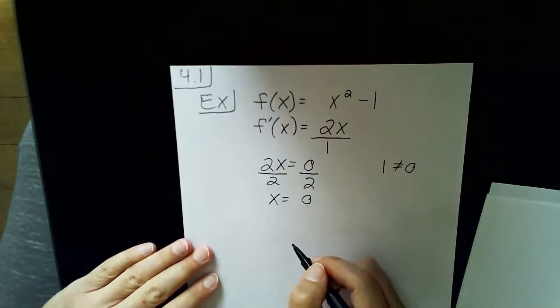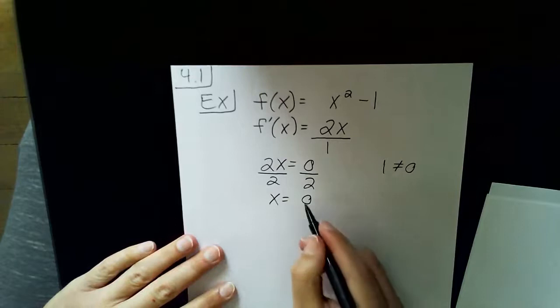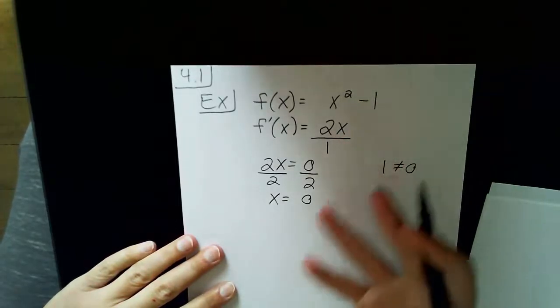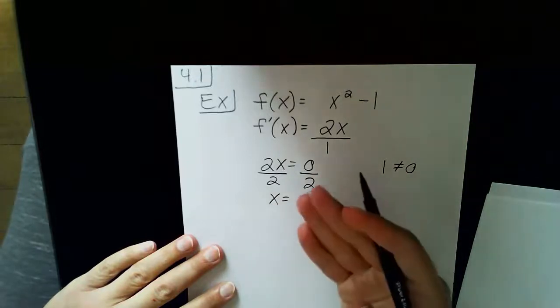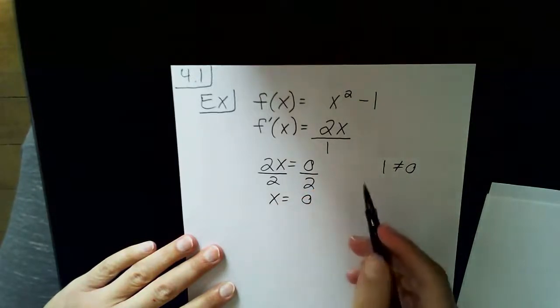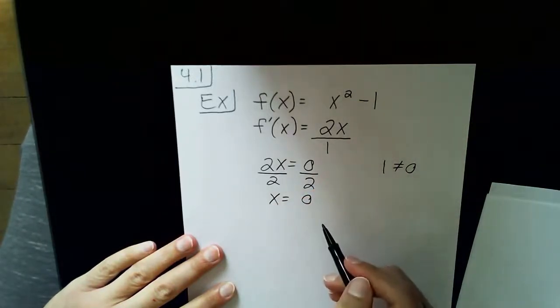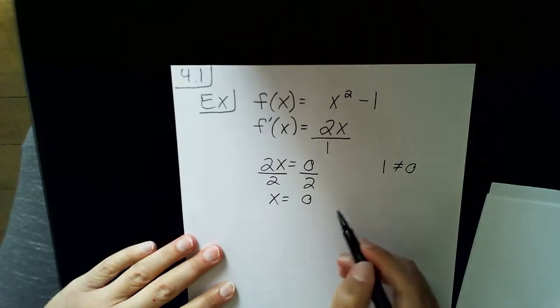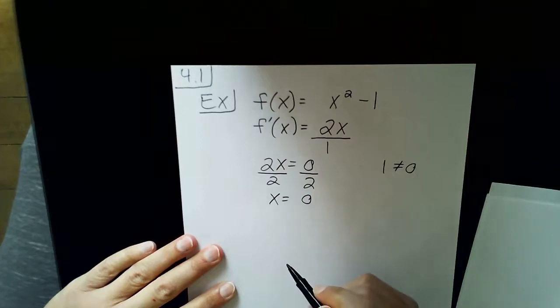So we take this partition number, and now we have to check it in the original function to see if we get a value that exists, something that is defined. And if it is, it will be a critical number. If it isn't, then it is not a critical number. It is only a partition number.